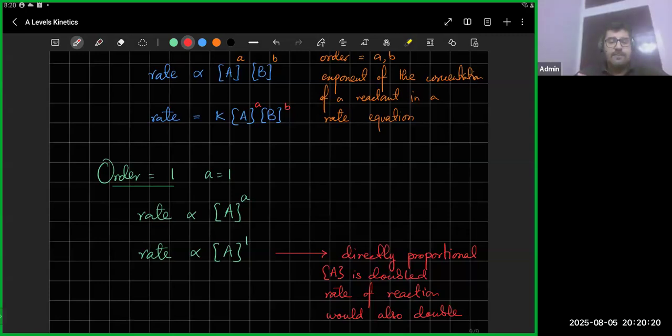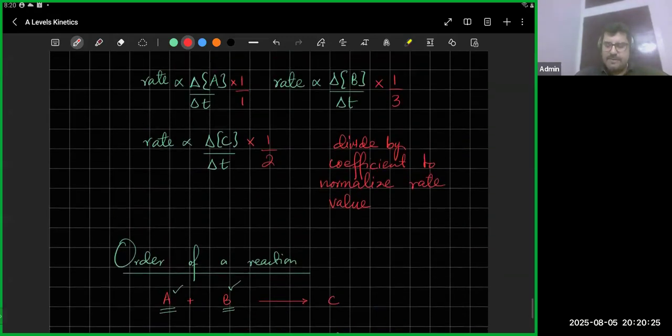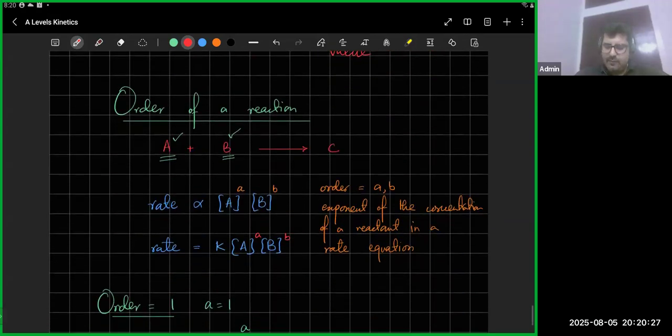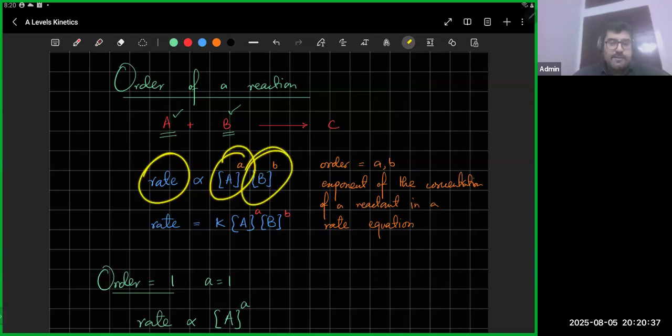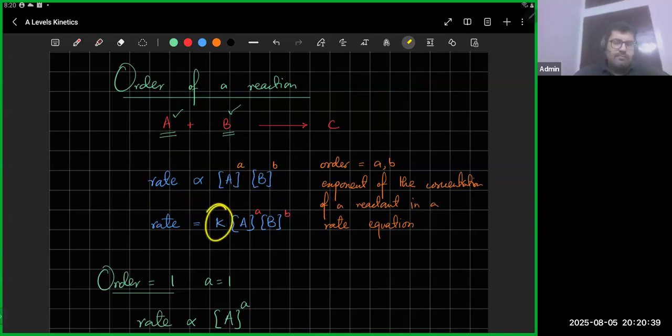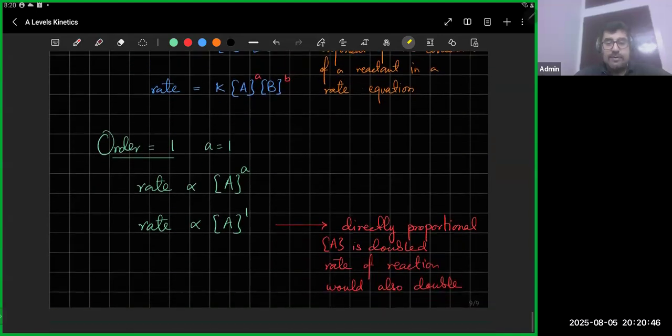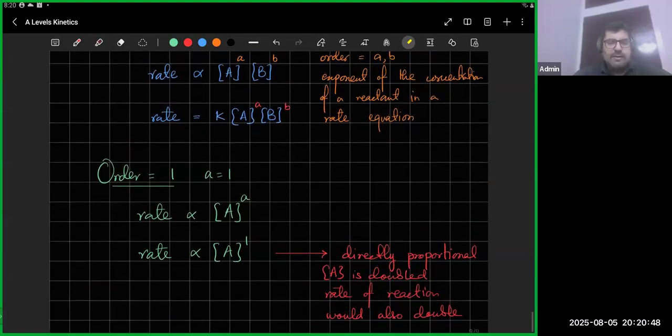We just did order one. Let me simplify again: the rate depends on the concentration of the reactants. You can come up with a rate equation, which is that the rate is dependent on the concentration of A and the concentration of B, when you get rid of the proportionality. And this a determines how it's dependent. We just did order one, which means directly proportional. If you double A or triple A, the rate of the reaction would also double or triple.